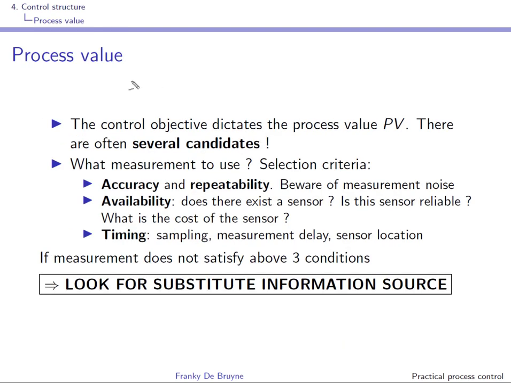Let us start with item 1 in our procedure to construct a control structure, and this item 1 deals with the process value. What is very important is to look at the control objective, and this control objective will dictate the process value. Very often there will be several candidates that you can use for your control, and you have to select one of these candidates. So the selection criteria are, first, accuracy and repeatability of the measurement. And you have to beware, of course, of measurement noise.